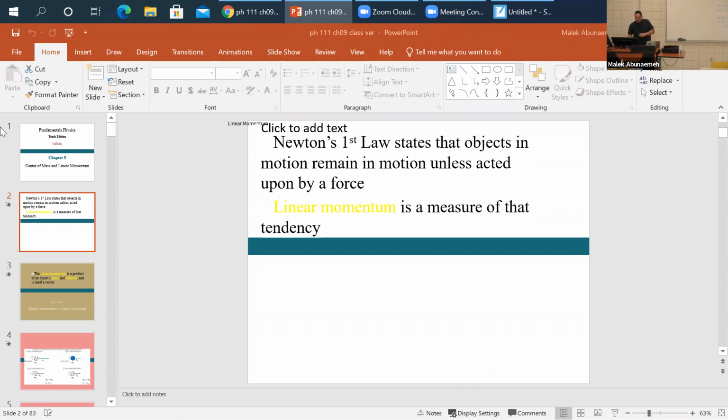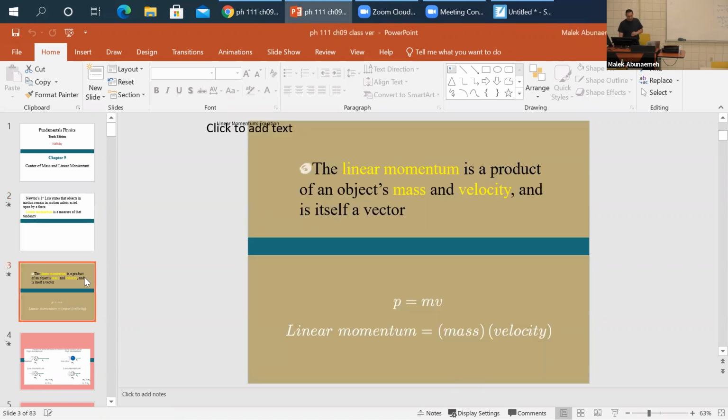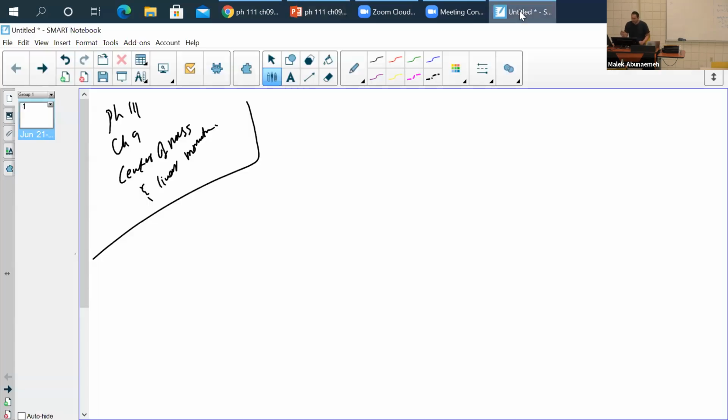Now your linear momentum is going to equal your mass times your velocity. Go ahead and write that down. So your linear momentum, your rho, is going to equal mv, your mass times your velocity.